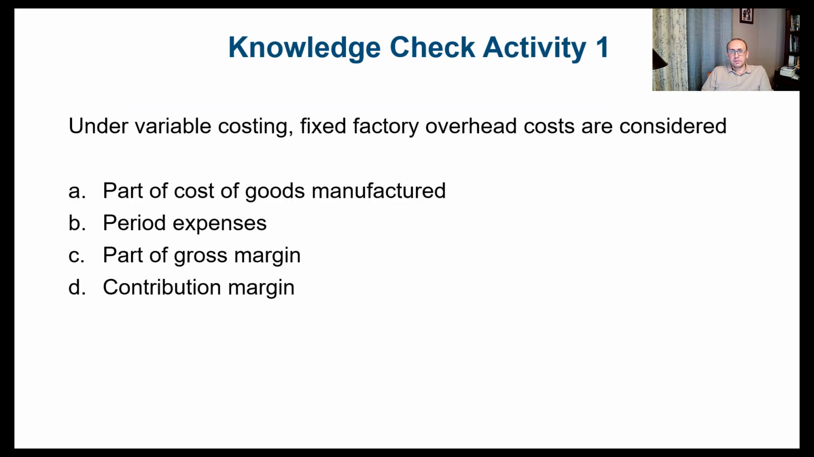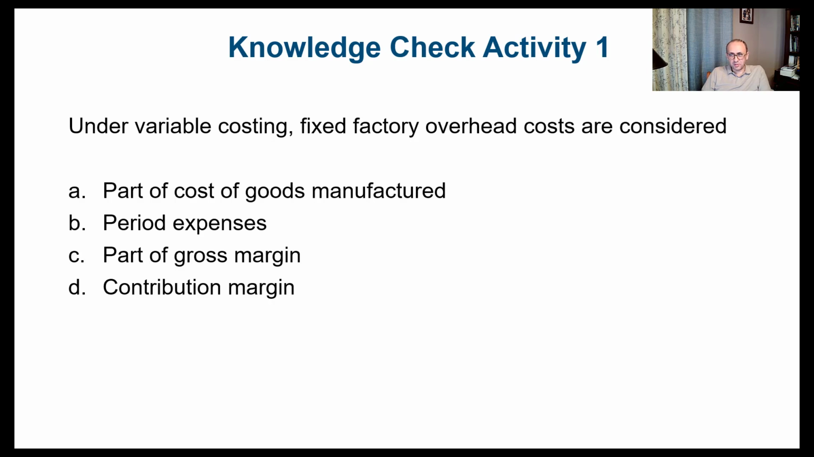So, let's do a quick knowledge check here. Under variable costing, fixed factory overhead costs are considered what? Is it part of the cost of goods manufactured? Is it part of period expenses? Is it part of gross margin? Or is it part of contribution margin?